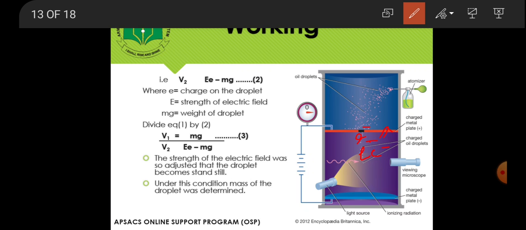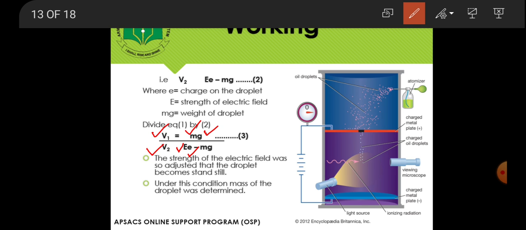If the oil droplet carries a greater charge, then it will move with a greater velocity towards the positively charged metallic plate. Now students, this is equation 2 and this is equation 1. We will divide equation 1 by equation 2 and we will get this equation number 3. Now we know that v1 is velocity 1, v2 is velocity 2, g is the acceleration due to gravity, capital E is the strength of the electric field, small e is the charge on the oil droplet, and m is the mass of the oil droplet.